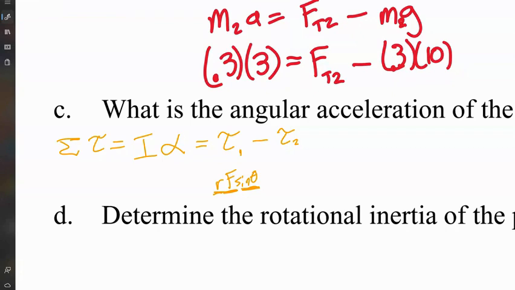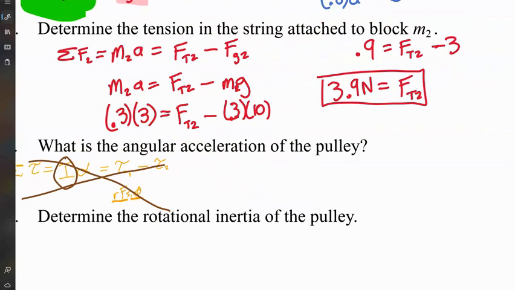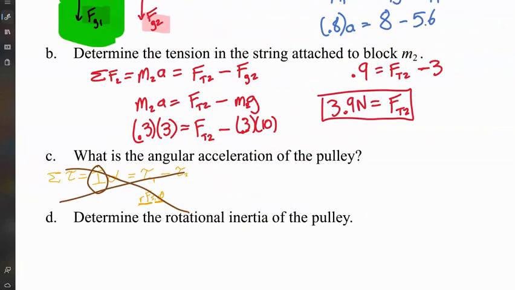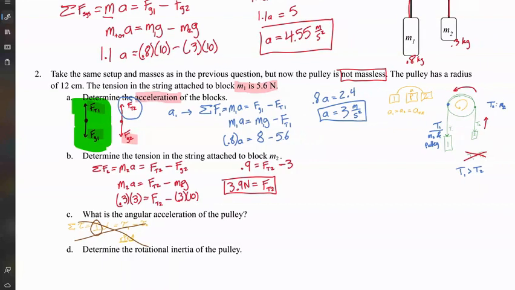What we don't know yet is I. So we don't have access to this method quite yet because we don't know the rotational inertia of the pulley. And we're not given an equation to find I. We're not told its mass at all. We're just told that it's not massless. So we have no way to get I yet. So when we solve for angular acceleration, we're actually going to look back at what we've done before.